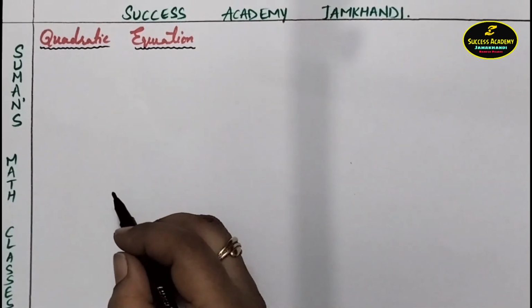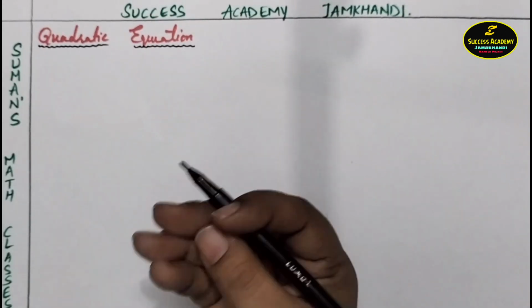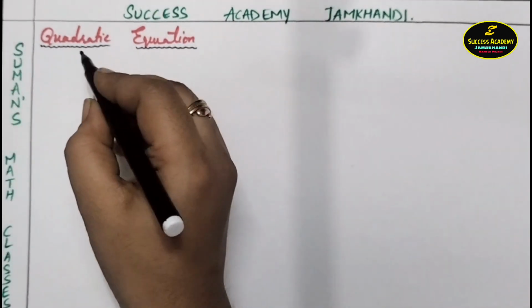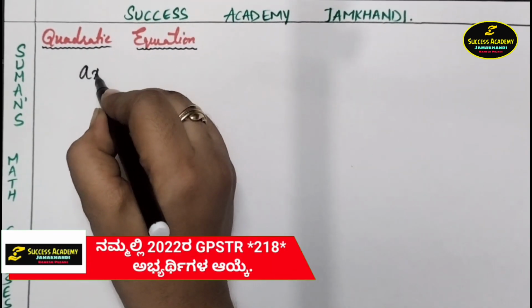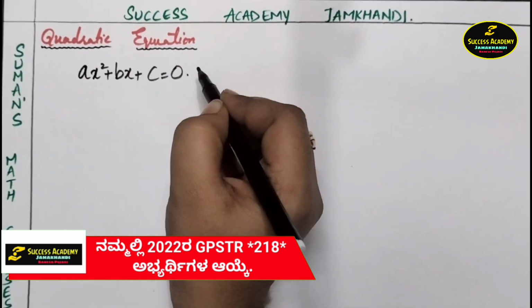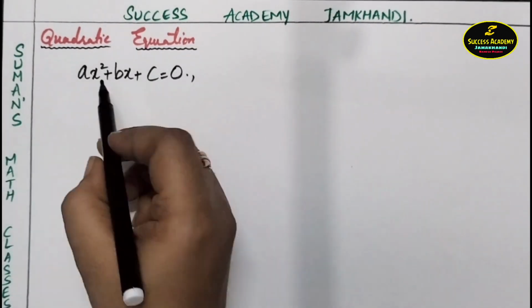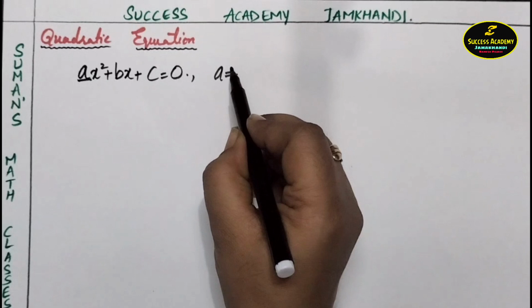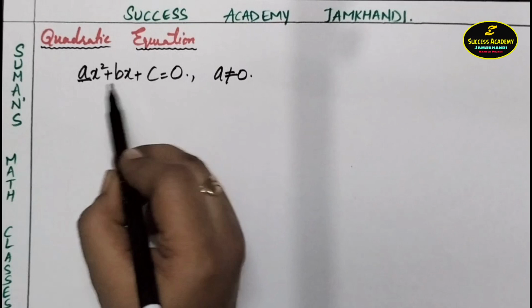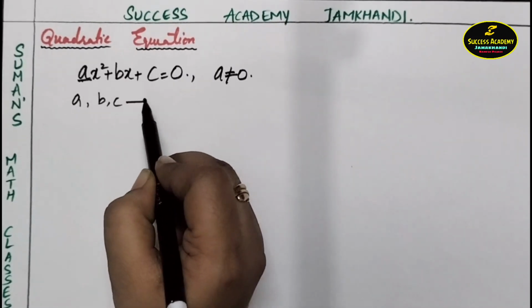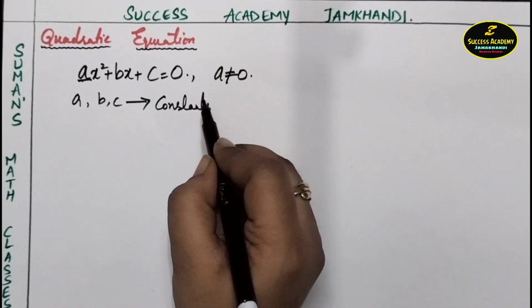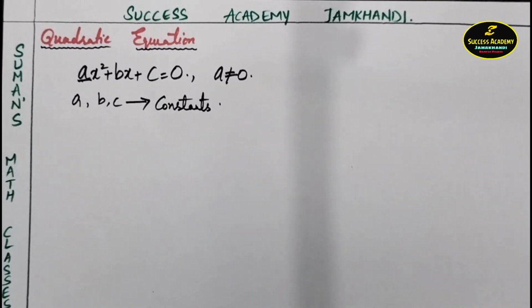Any equation with degree 2, meaning whose exponent or power is 2, is called a quadratic equation. The equation whose standard form is ax square plus bx plus c equals 0 is called a quadratic equation, with the condition that a should not be equal to 0. Here a, b and c are constants. A very important point to remember: a, b and c are constants.